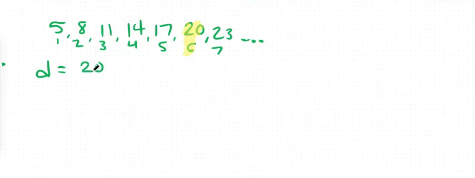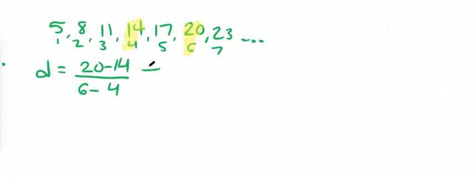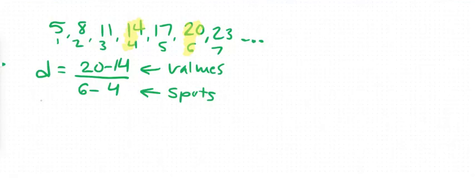So I take 20 over 6, and I'm going to subtract. Let's take 14 over, which is in spot 4. So 14 in spot 4. So these are the values. These are the spots. Okay. So I'm going to do my subtraction.